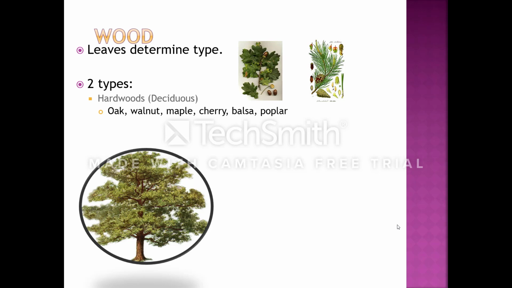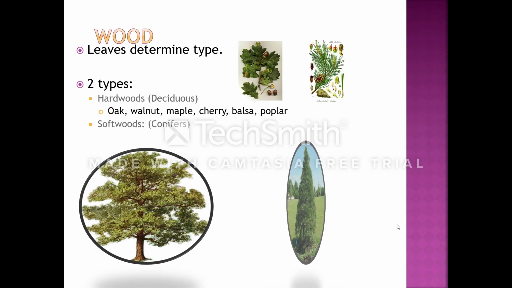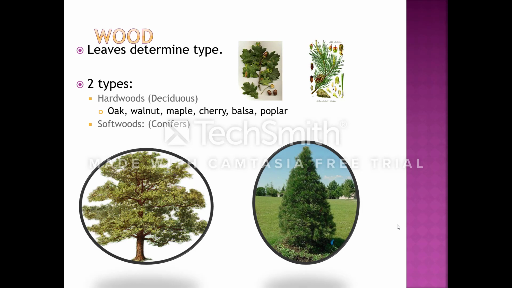And then you have your softwoods, or conifers as they're known. These have more of a needle-like leaf on them. Like you see in the picture down there, that's kind of a pine tree from the looks of it. And then the picture up top shows these would be your pine, your cedar trees, your Douglas firs, and things like that. So you have two types of woods: hardwood and softwood, or deciduous and conifer.